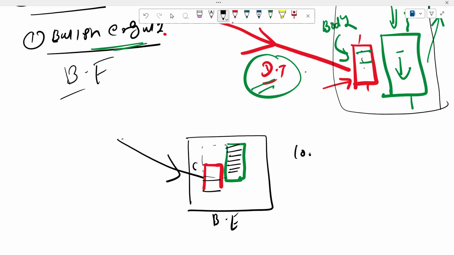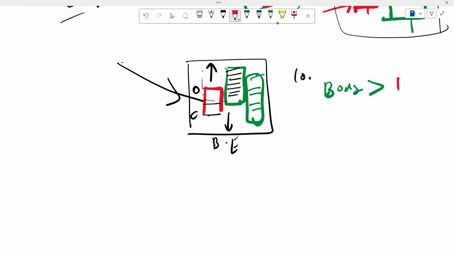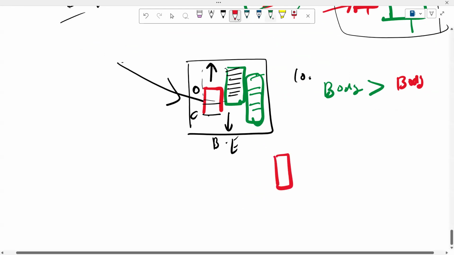Meaning the open and close of the red should be inside the green: the green's open should be below and its close above. Like this, then it's an engulfing pattern. You can ignore the wick, it doesn't matter, only see the body. If both the candles are red, then no, it's not engulfing. The condition is that the first candle should be red and the second candle should be green. Only then it will be bullish engulfing, and you can take an upper side position.